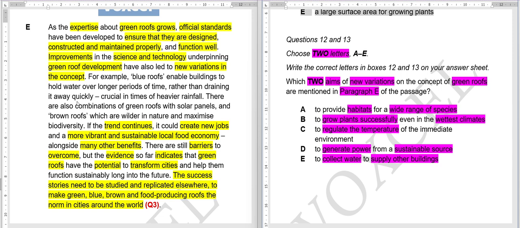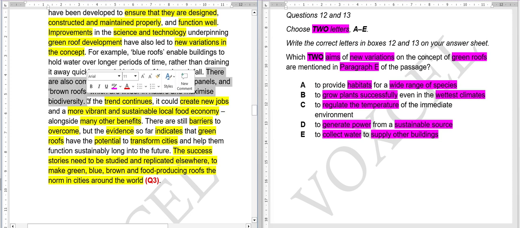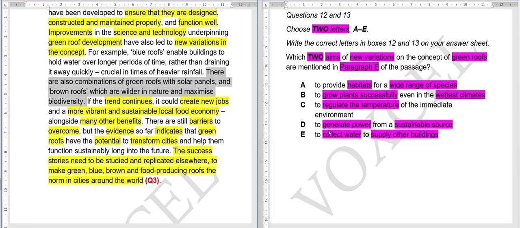Variation. So blue roofs, and here green roofs with solar panels and brown roofs. So this is our location. You have around 10 seconds to tell me the answer in this particular sentence, and the time starts now.